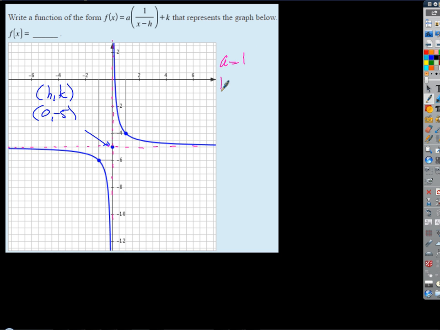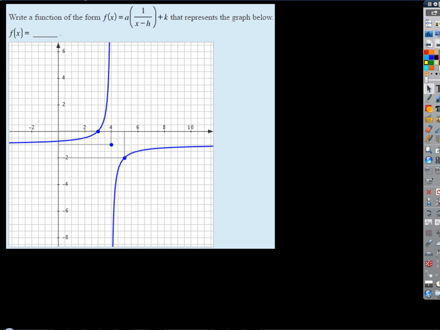a is 1, h is 0, k is -5, and so the function just looks like 1 over x minus 5. We don't need an a, we don't need an h. All we've done is drop that whole thing down by 5. Okay?